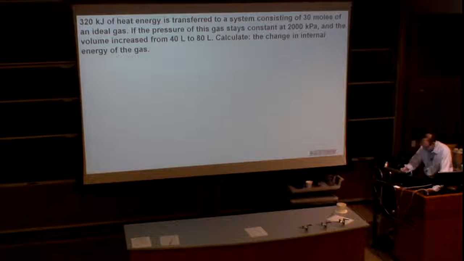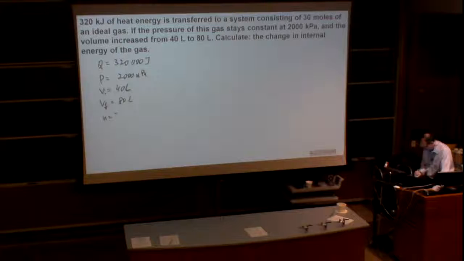So first, what do we know? Heat. The pressure, the initial volume, the final volume, and the number of moles. Well, it is always helpful to sketch a PV diagram, and in this situation, it's a standard diagram for an isobaric process.